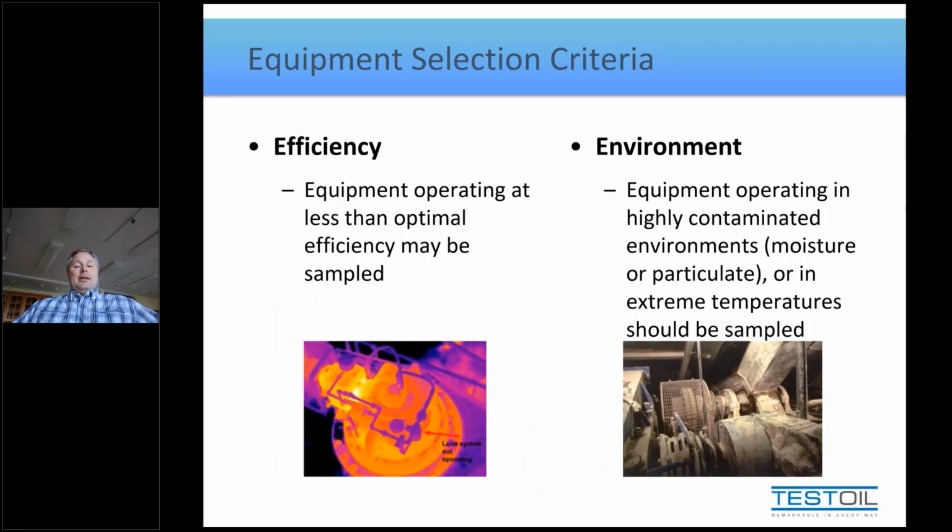Next, I'll ask you, is it suffering from any sort of inefficiencies? Is it not meeting its normal efficiency? Is it not producing as much as it should? Is it running hotter than maybe it's expected? Anything that would indicate that it's not producing the way it was intended to produce, or at least has historically produced, it may be worth sampling.